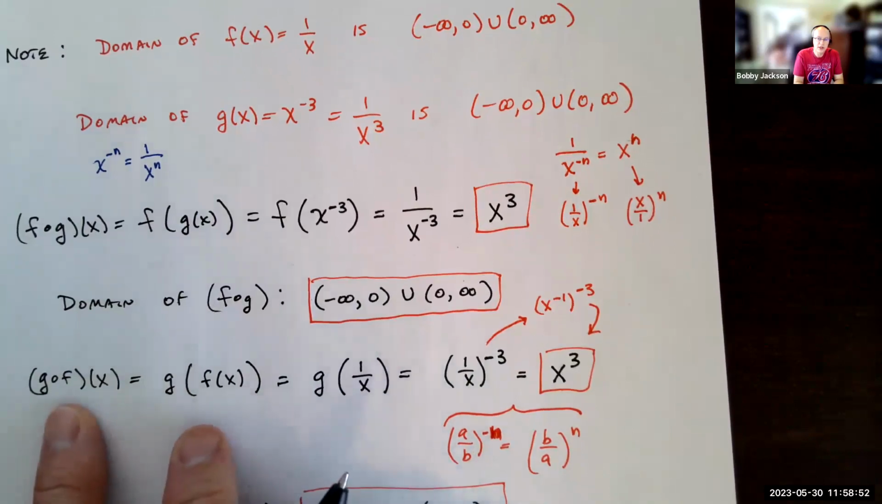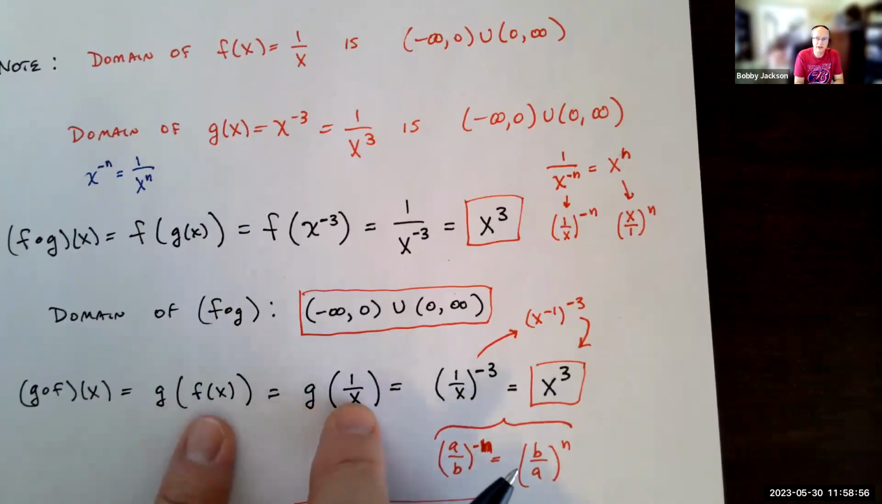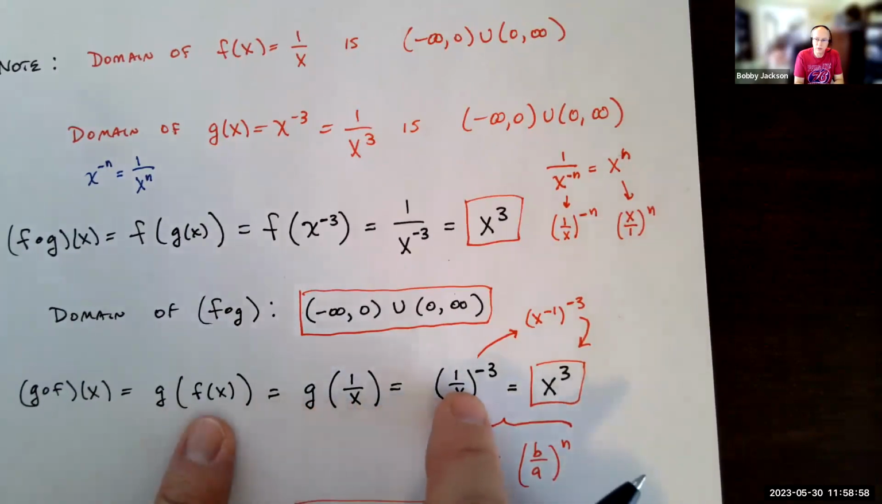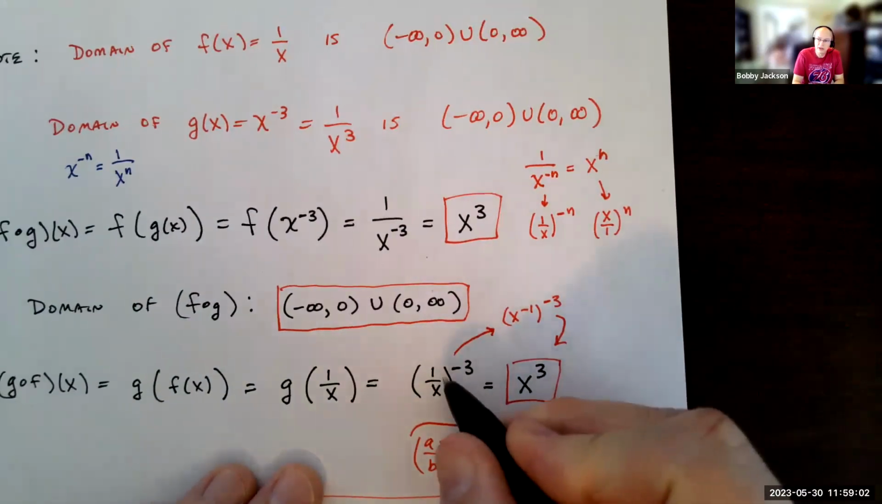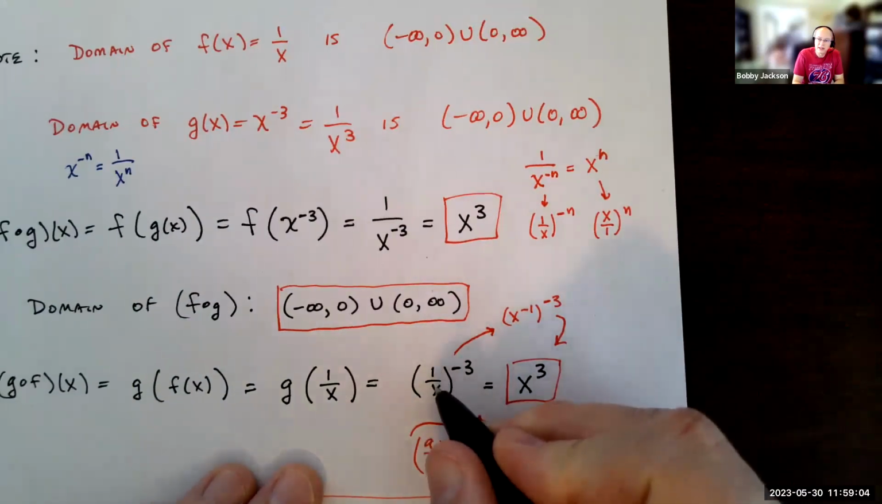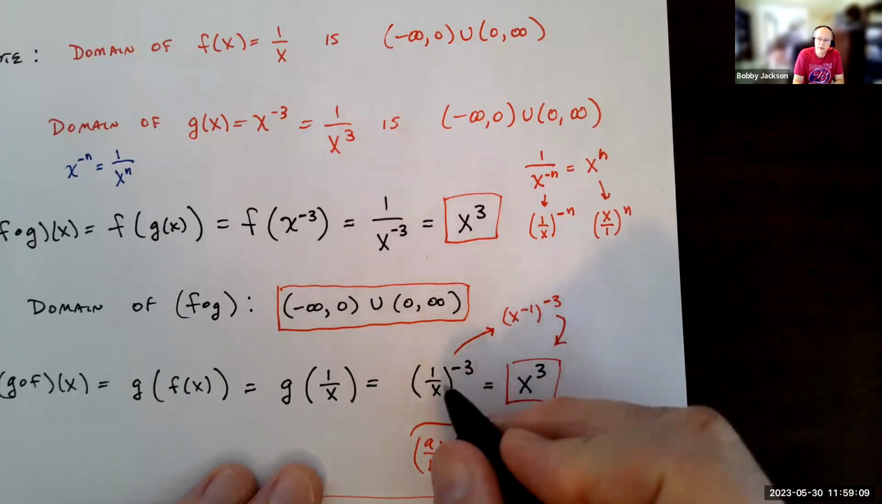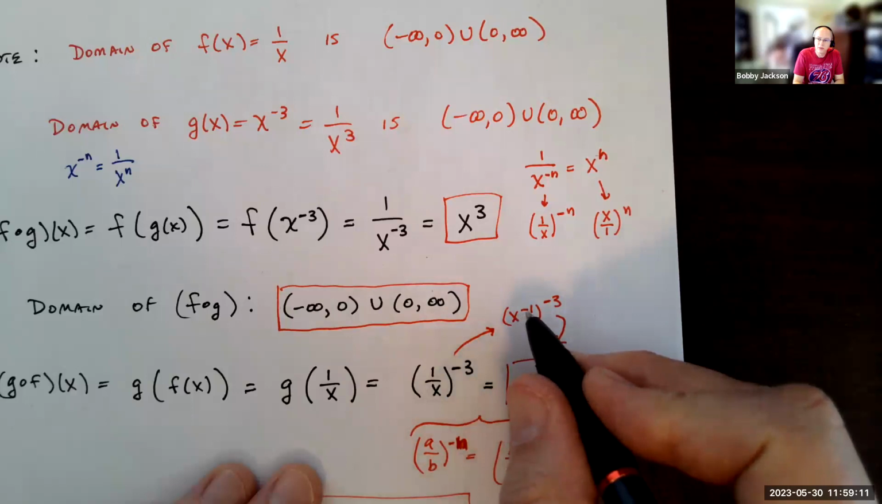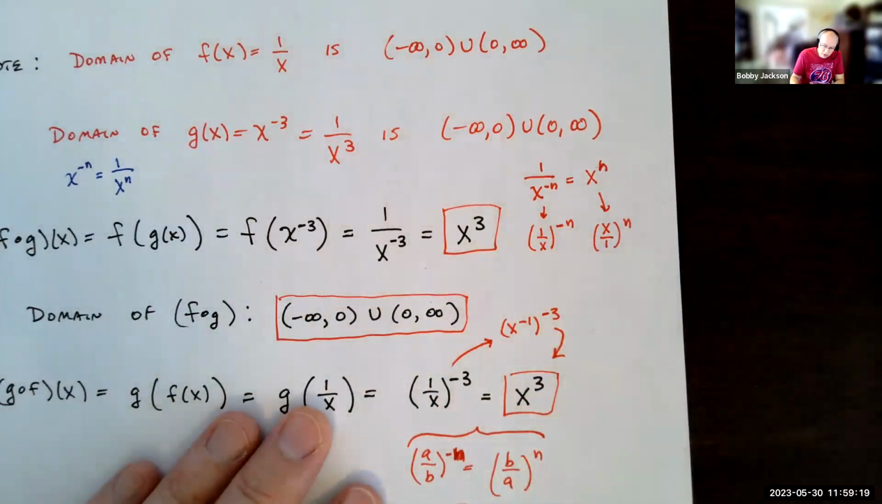Similarly, we can do g circle f, that's g of f of x. So f of x is 1 over x, and that's 1 over x to the negative third power. A couple of ways you can look at this. Remember, 1 over x is the same thing as x to the negative 1 power. And then when I have an exponent raised to another exponent, we multiply those exponents. Again, rules of exponents you need to be familiar with.